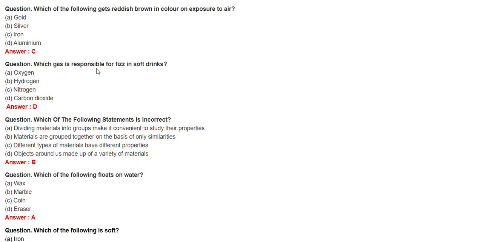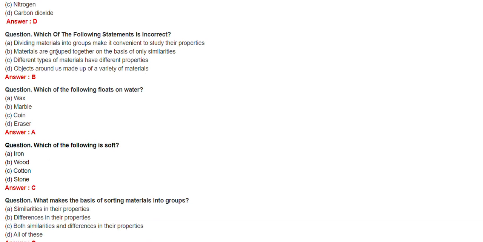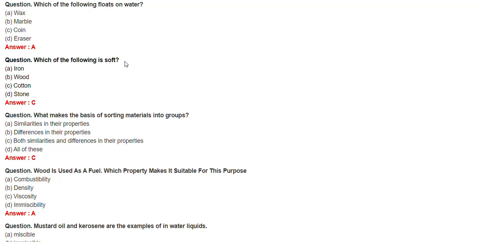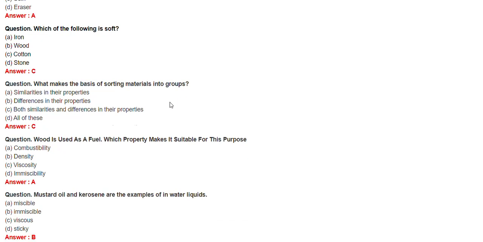Which gas is responsible for fizz in soft drink? Carbon dioxide. Which of the following statements is incorrect? Option B. Materials are grouped together on the basis of only similarities. Which of the following floats on water? Wax. Option A. Which of the following is soft? Iron, wood, cotton, stone? Cotton.